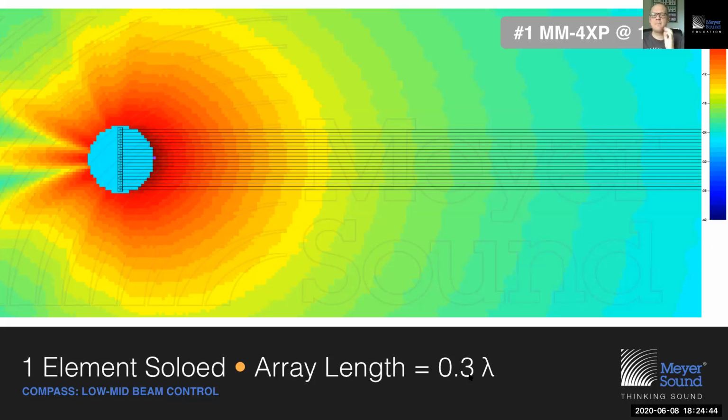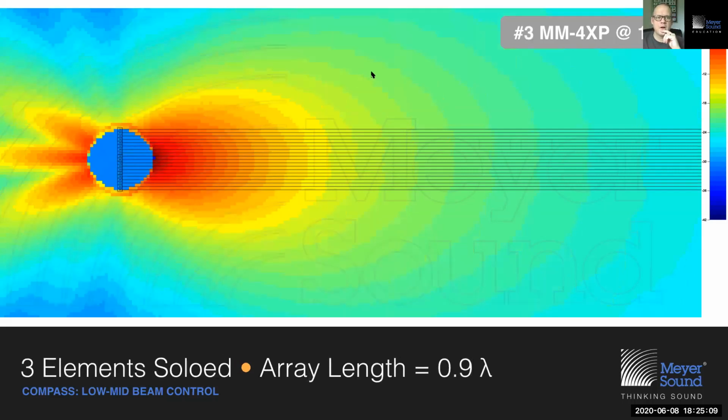Now watch what happens if we turn on the adjacent loudspeakers. So not just the one in the center, which we're looking at right now, but also its neighbors, the one living on top of it and the one living below it. Let's see what happens with our beam when we turn on the neighbors to my single MM4XP. So here we go. Let's add 2 more loudspeakers.